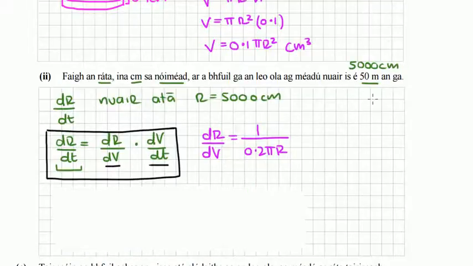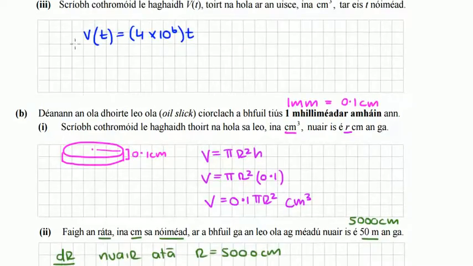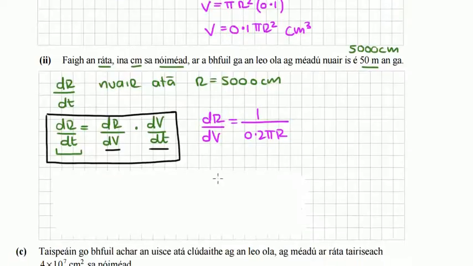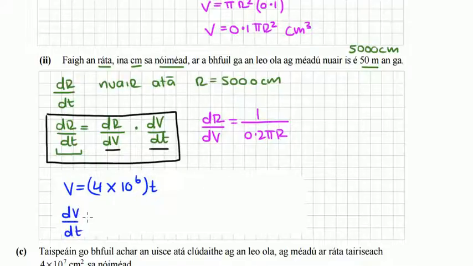So the next thing I need to find is dv/dt. Again, we need to just refer back up to part A. So we know that we have v in terms of t. So v is equal to 4 multiplied by 10 to the power of 6 t. So I can find something for dv/dt. When I differentiate in terms of t, I'm just going to get 4 multiplied by 10 to the power of 6.